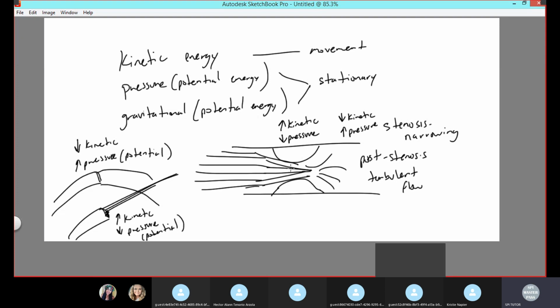Okay, because your flow came from this one narrowed area, and now it sort of gets split open by your vessel being wide again. So everything just kind of lets loose a little bit.